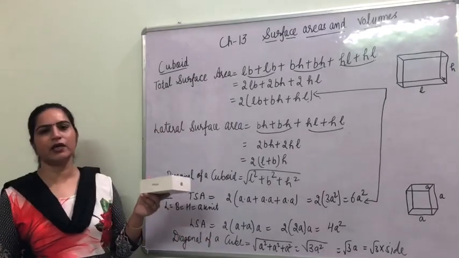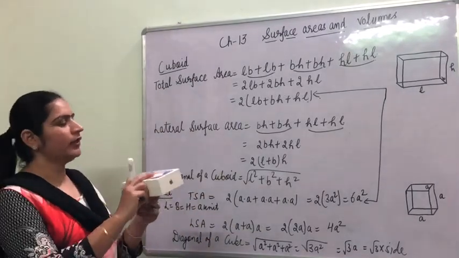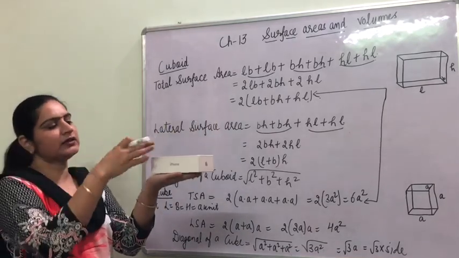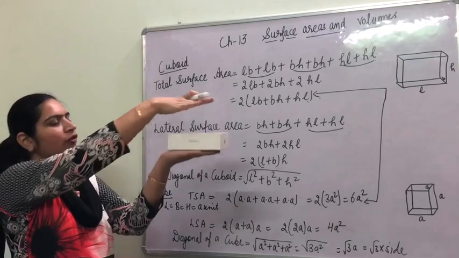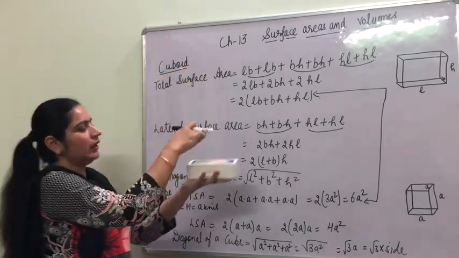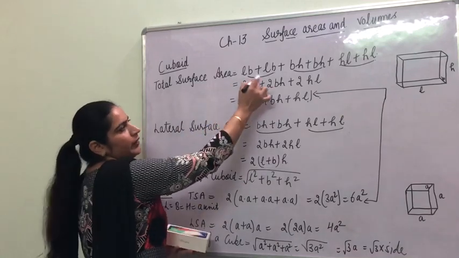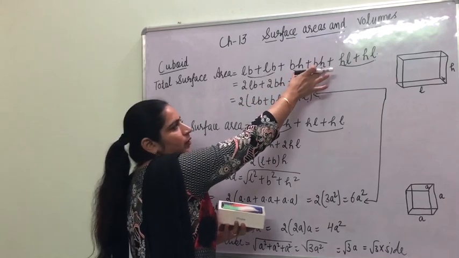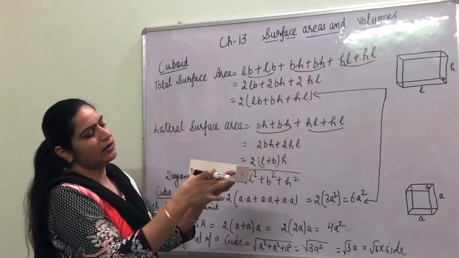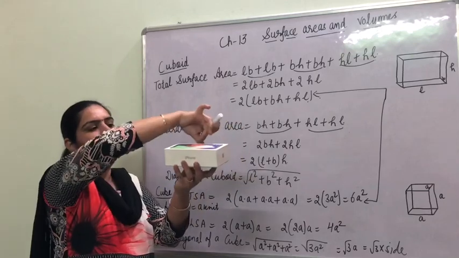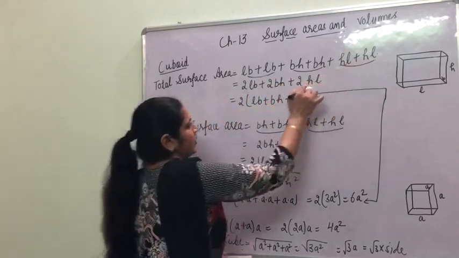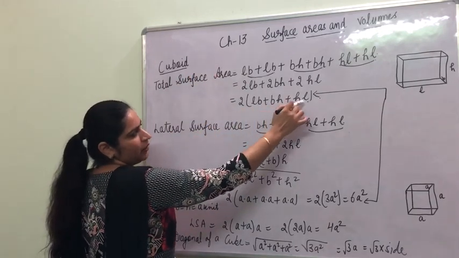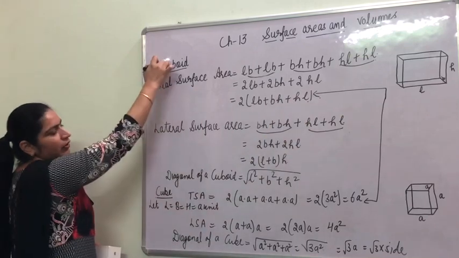Now we are finding the total surface area of this cuboid. Total surface area is the surface area of all the faces. We find the area of these two faces, length and breadth: twice LB. Here we can take BH and BH: twice BH. And here it is height as well as length: twice HL. Therefore the total surface area is twice of LB plus BH plus HL. This is the total surface area of the cuboid.